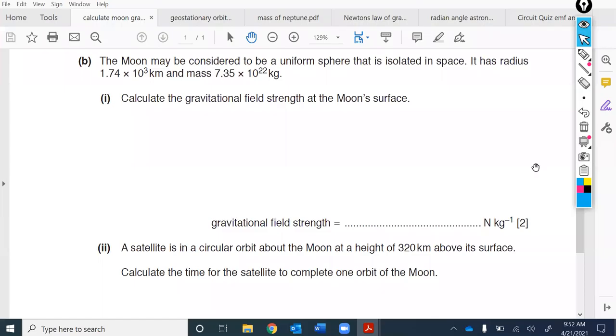All right, today we're going to be calculating the gravitational field strength at the moon's surface. The moon may be considered to be a uniform sphere isolated in space with a radius of 1.74 by 10 to the 3 kilometers and a mass of 7.35 by 10 to the 22 kilograms.